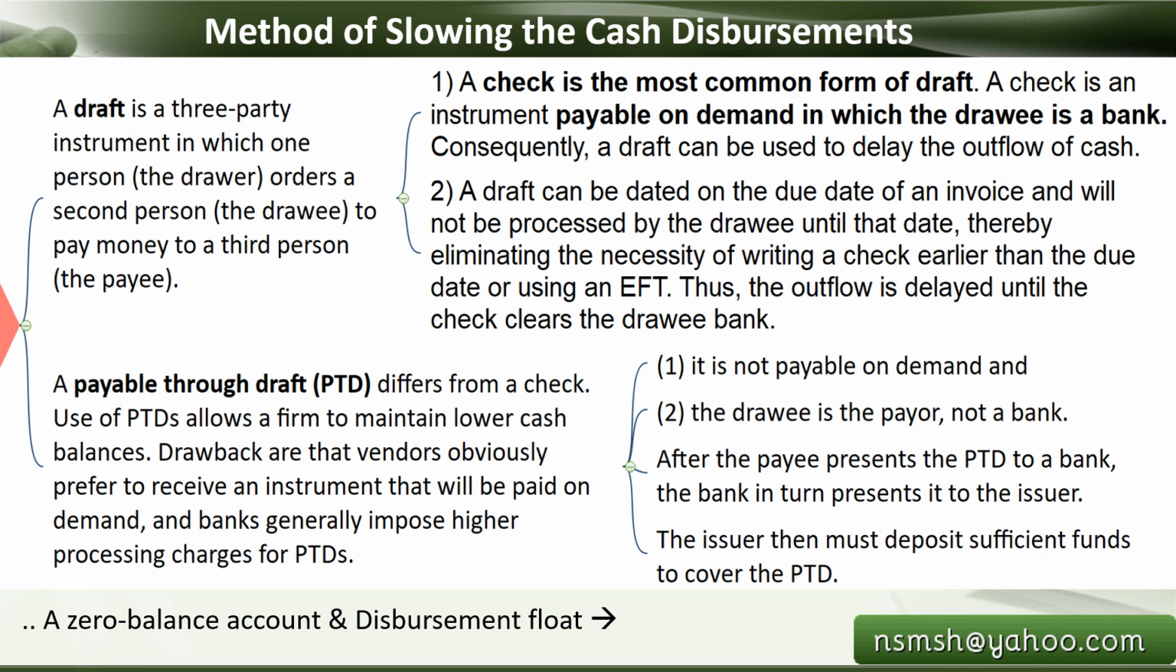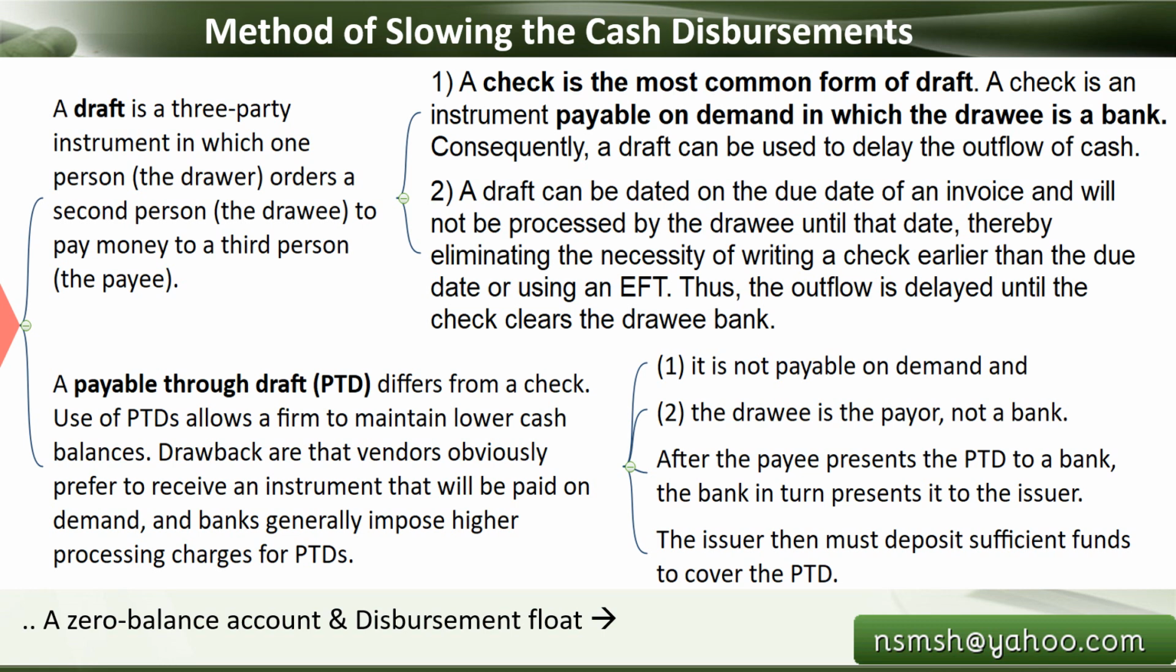Another arrangement is a payable through draft. That is the through draft, but it is differing from the check. So that means maybe a post-dated check kind of thing. The payable through draft allows a firm to maintain low cash balances. The drawbacks are that vendors obviously prefer to receive an instrument that will be paid on demand, and banks generally impose higher processing charges for payable through drafts.